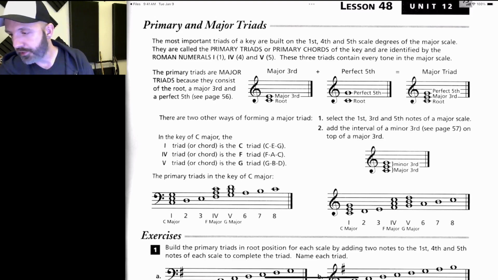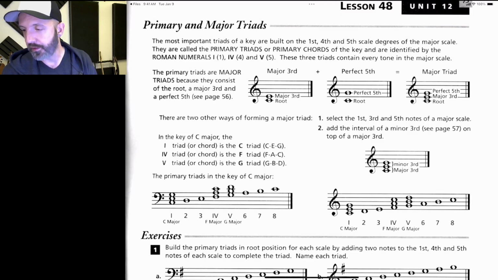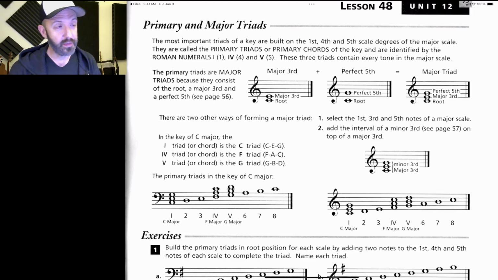Let's read through this. Most important triads of the key are built on the first, fourth, and fifth scale degrees of the major scale. They are called the primary triads or primary chords of the key and are identified by Roman numerals. So that's a big one, especially in classical analysis.